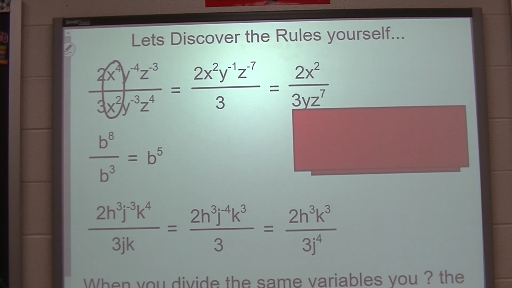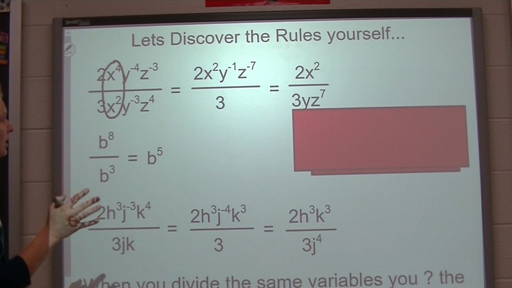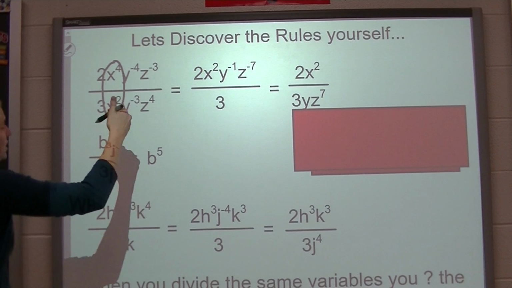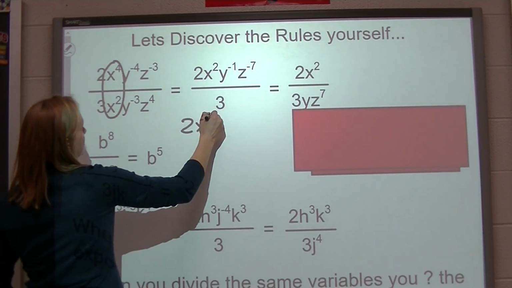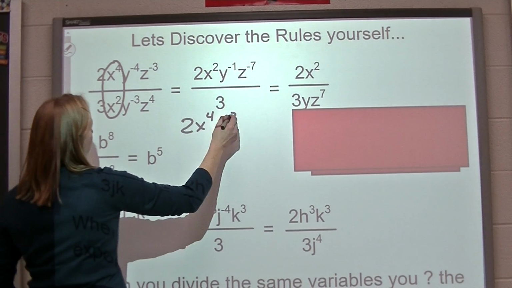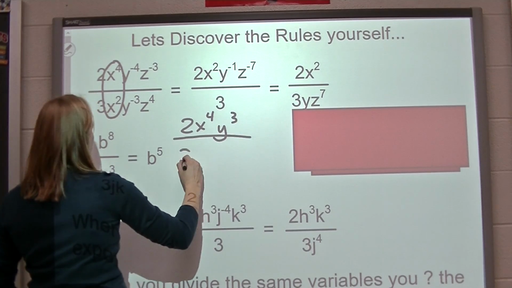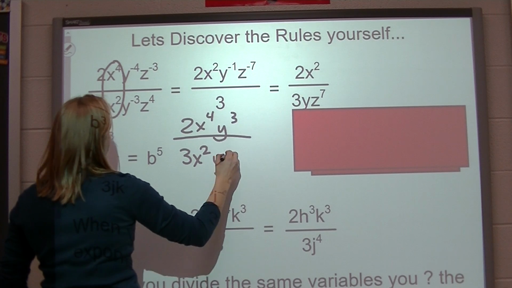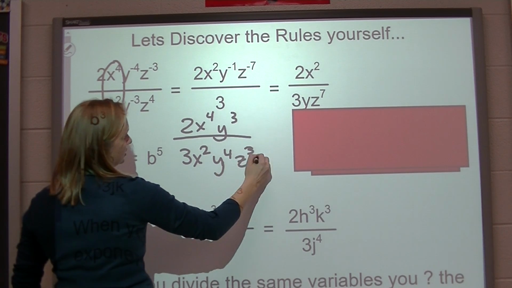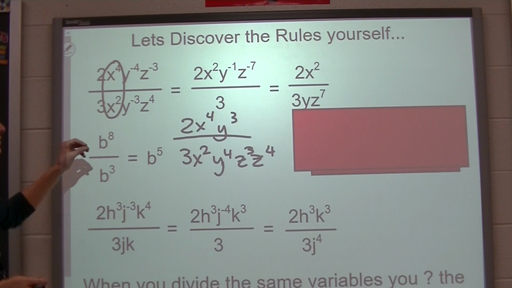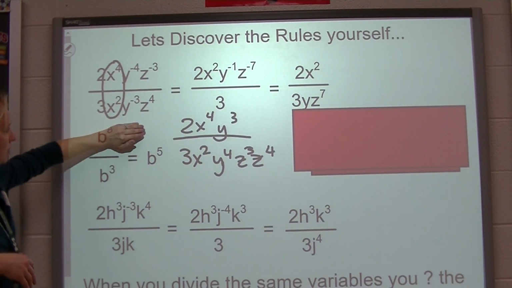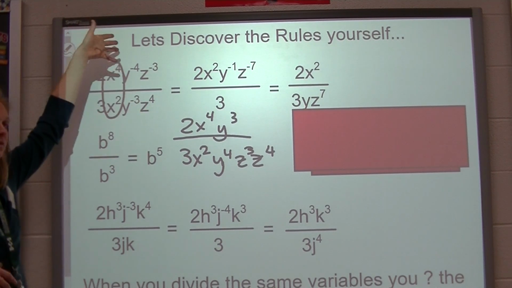Now, what I would actually probably do in the problems is I would just say, okay, that's negative. I would just make them all positive right away. So I would change this to 2x to the fourth, y to the third, over 3x squared, y to the fourth, z to the third, and z to the fourth. See how all I did was all my negatives I moved: if it was in the numerator, I moved to the denominator. If it was in the denominator, I moved to the numerator.